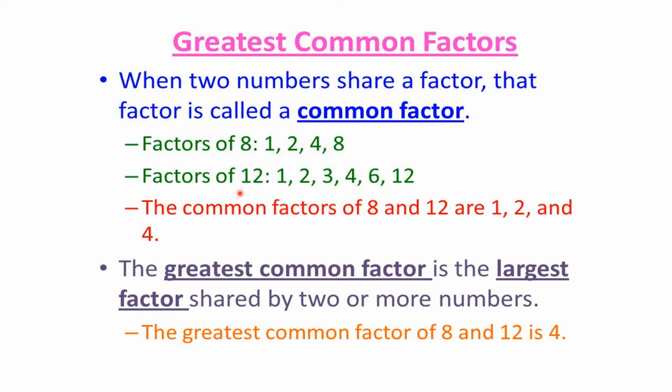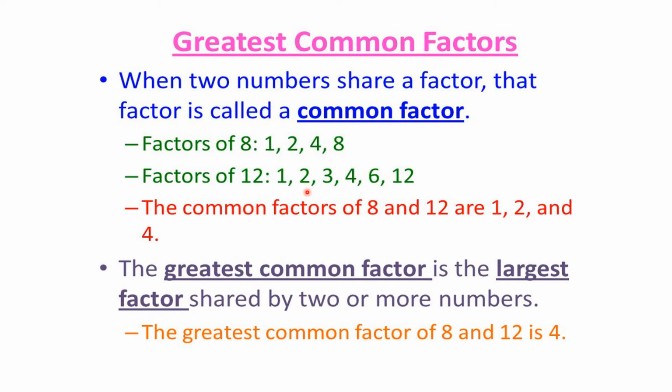Similarly, now factors of 12. Factors of 12 are the numbers in whose table the number 12 comes. So 1 12 is 12, 2 6s are 12, 3 4s are 12, 4 3s are 12, 6 2s are 12 and 12 1s are 12. So the factors of 12 are 1, 2, 3, 4, 6 and 12.